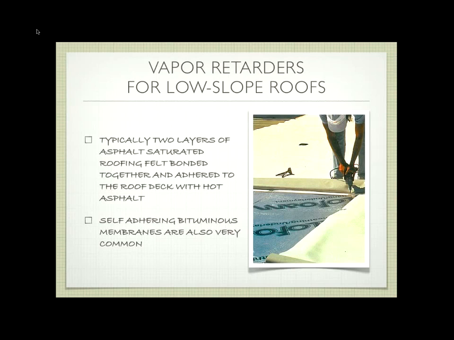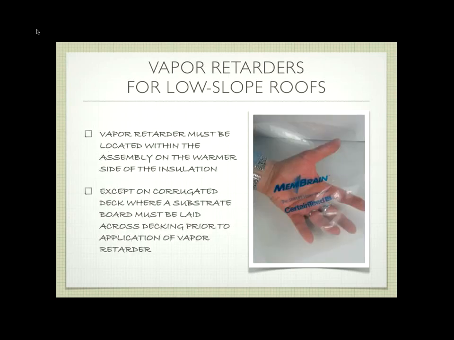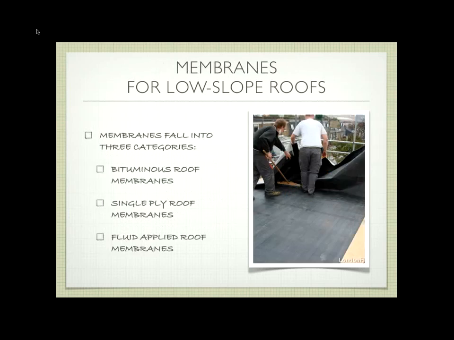The other thing is you can use what people referred to earlier as bitumen, which is that bituminous kind of rubberized tar-like membrane. There's an example of it in the back that I can go grab a little bit later on. So the vapor retarder, we've already talked about this, must be located within the assembly on the warm side of the insulation. Okay, so you have to be aware of that. It can be plastic like this, except on a corrugated deck, etc.